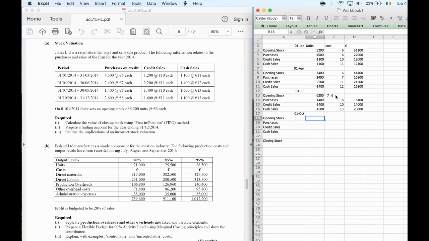So the opening stock is 62 plus 14 minus 14 and minus 1600, so 46. And some of those, now these goods, some of them would have cost 6 and some of them would have cost 7, so we'll have to come to those later. So I'm just going to put those there as a reminder. So the purchases, so I bought 26 at €8.